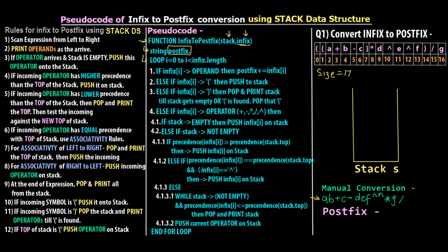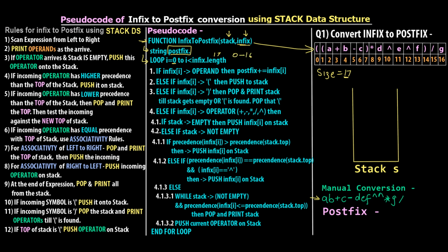So after this we have a loop which says i equals 0 and i less than infix.length. Now infix is basically this entire string. The length of this string is 17. So we want to iterate through all these characters inside this string starting from 0 to 16. So that's why we say i less than infix.length. In our case the length is 17. So we will run from 0 to 16, right?